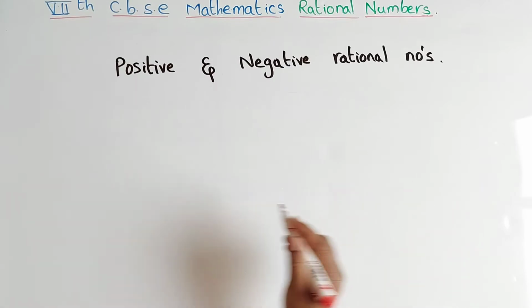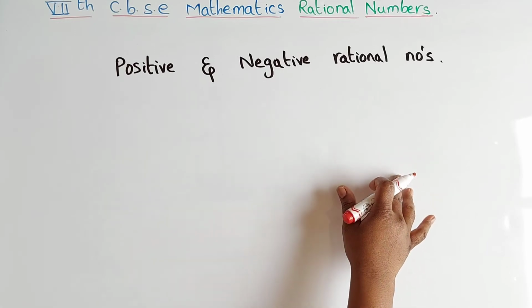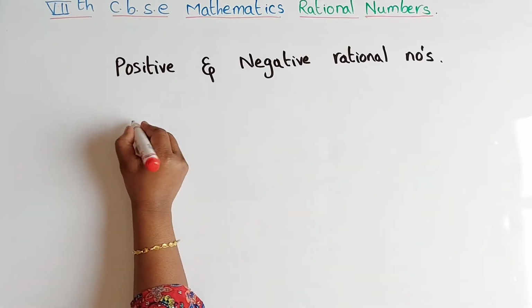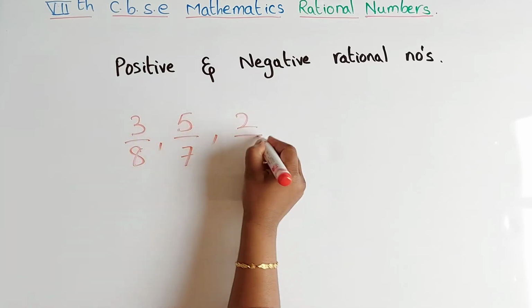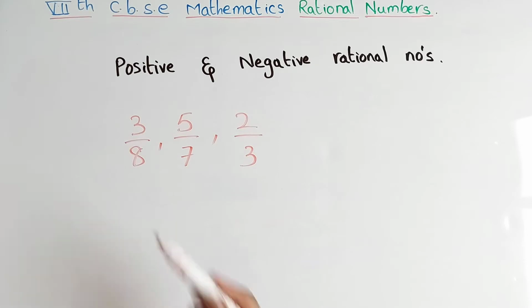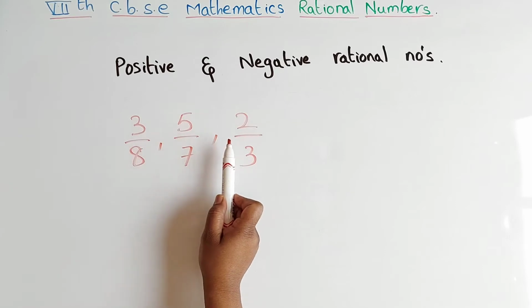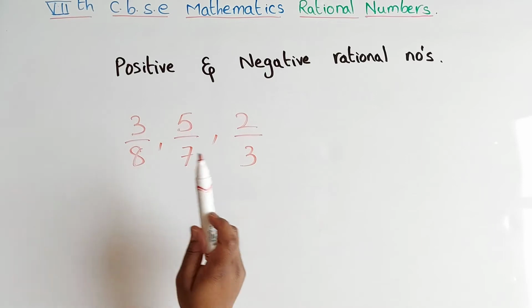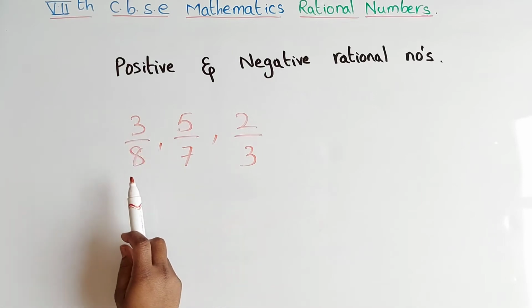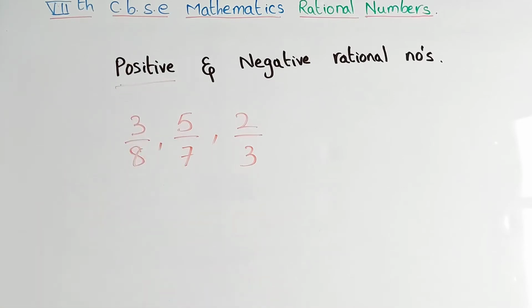Here we have two types of rational numbers, children. One is positive rational numbers and the other one is negative rational numbers. What are the positive rational numbers? See, 3 by 8, 5 by 7, 2 by 3. Now see, in numerator and denominator also we have positive sign only. Here also and here also. Correct? So both the numerator and denominator of these numbers are positive integers. Such a rational number is called a positive rational number, children.